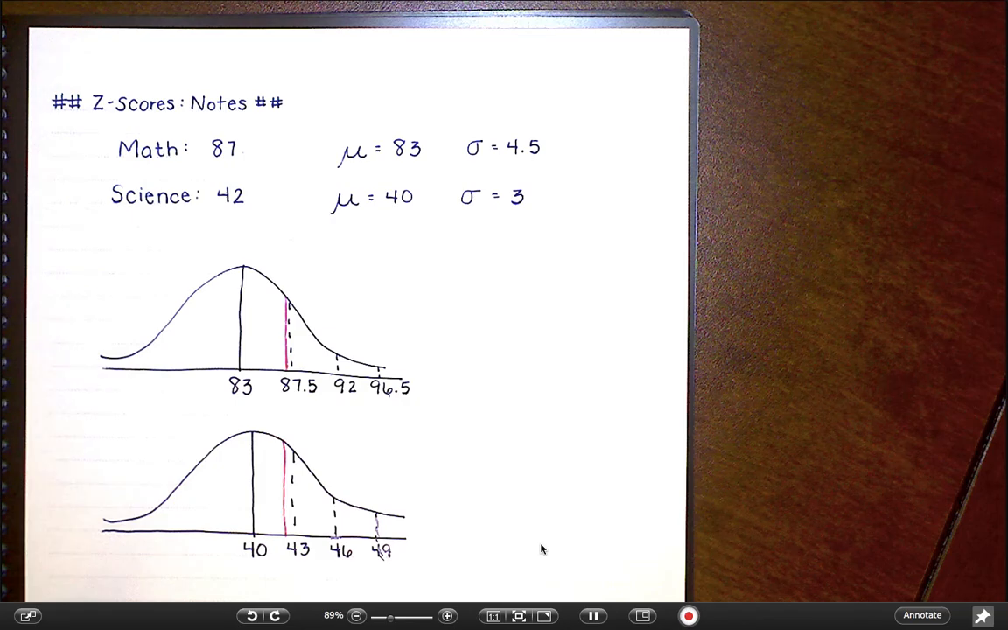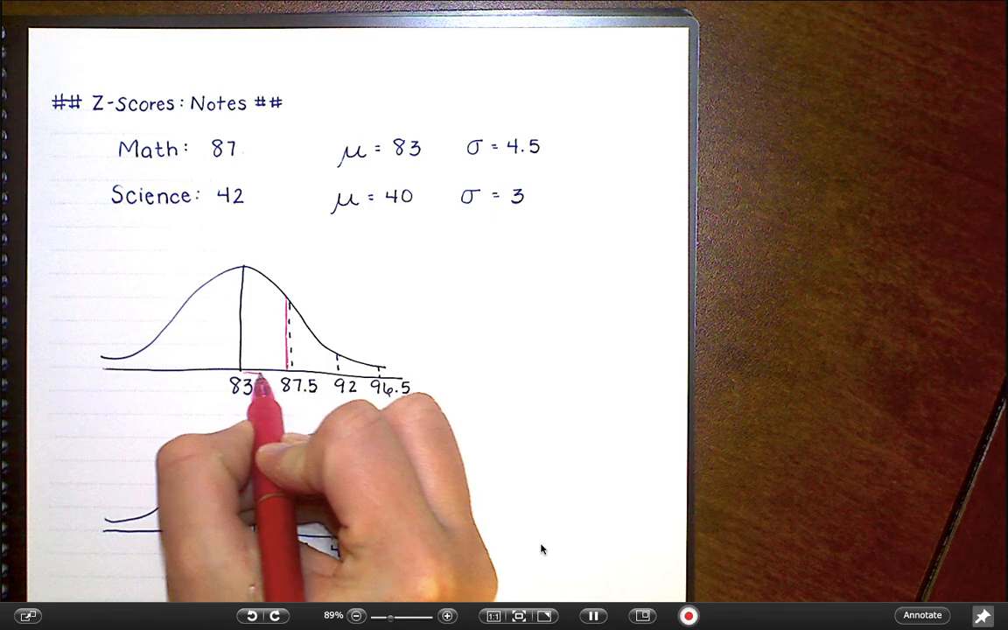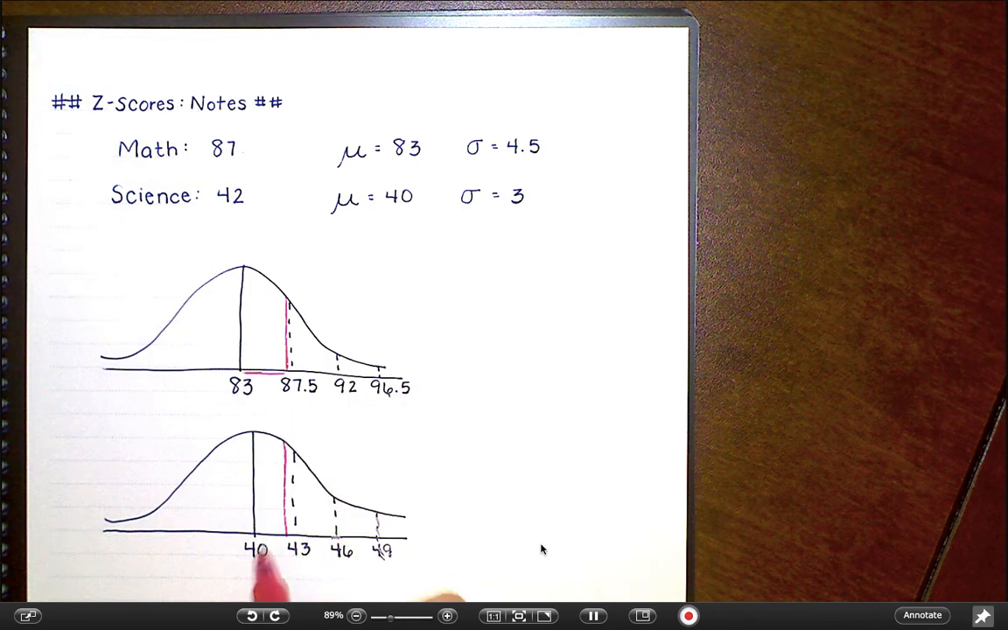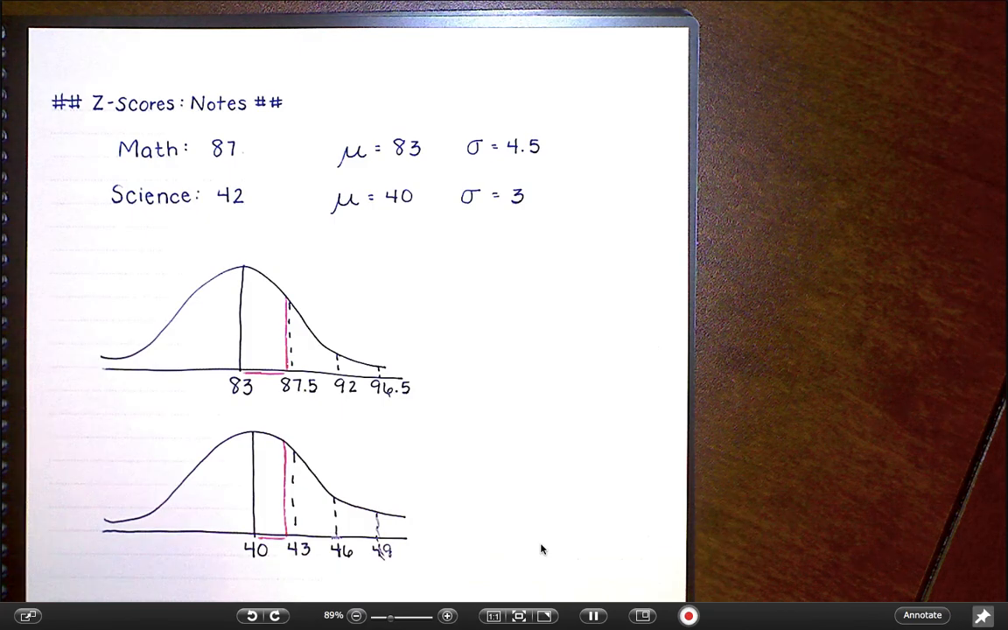So the question is, where did I actually do better? Where was I actually better compared to the mean? And so what I want to know is how many standard deviations does it take to get from here to here? I want to know what this distance is in terms of that standard deviation, because that'll give me a sense of how close I came to hitting that first standard deviation line.